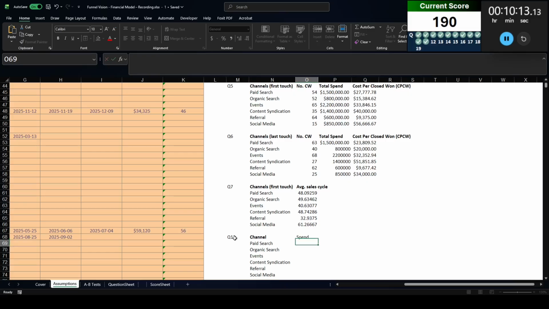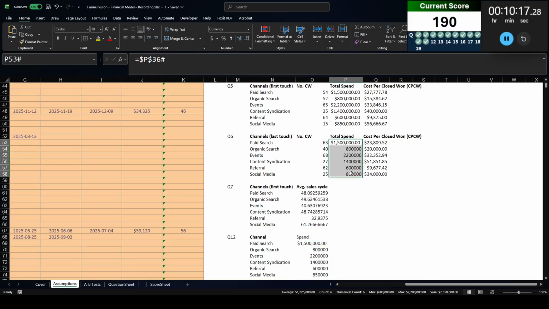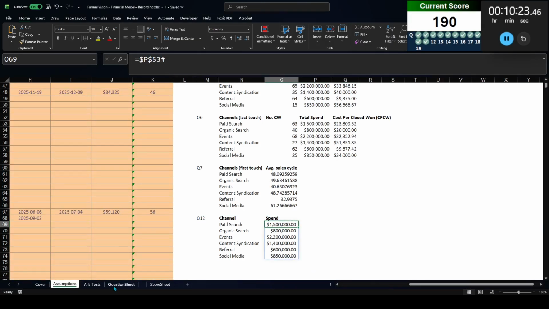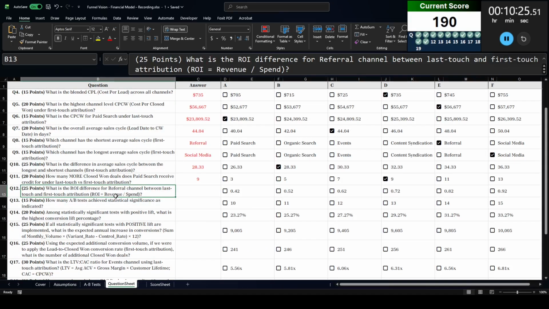Let's bring out the spend, which is here. And the formatting is going to bug me, so I'll bring the formatting out. All right, and we are looking for the revenue between last touch and first touch attribution, right?